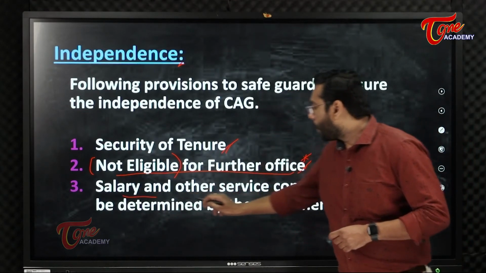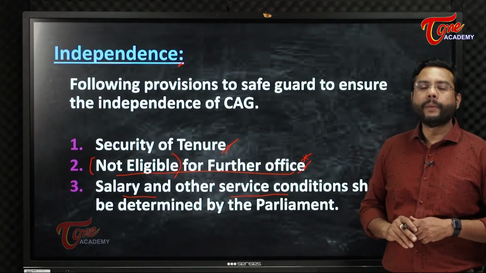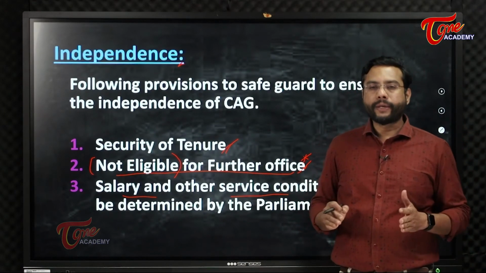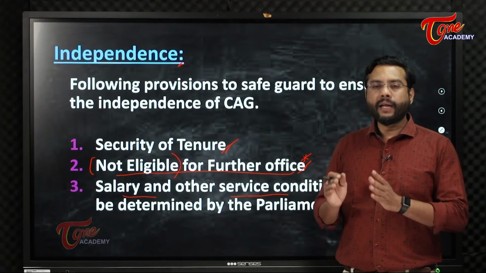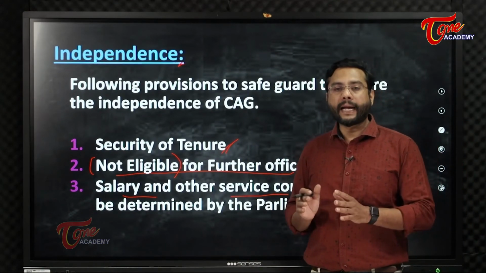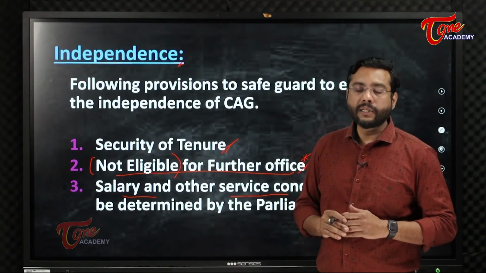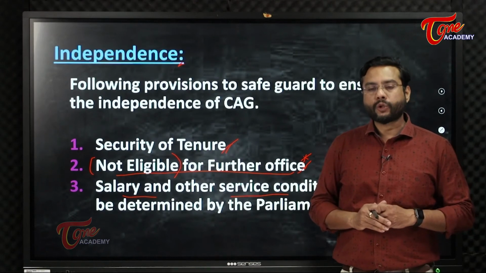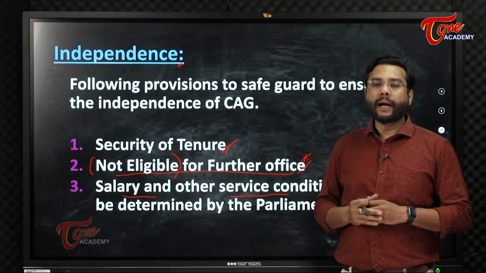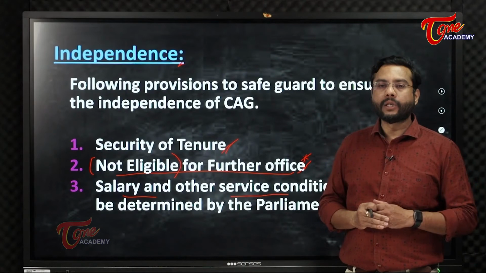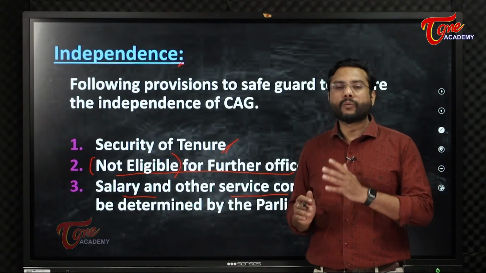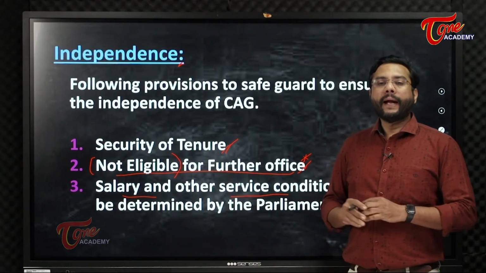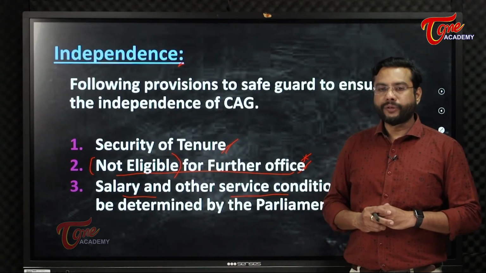And salaries, when we say salaries and other emoluments, are determined by the parliament. Once the CAG is appointed, whatever the salary and other emoluments at that time are not diminished, that is, not modified to the disadvantage of such office. The salaries may be hiked, but they should not be diminished, and the emoluments or service conditions that the CAG enjoys at that time should not be modified to the disadvantage of such office.